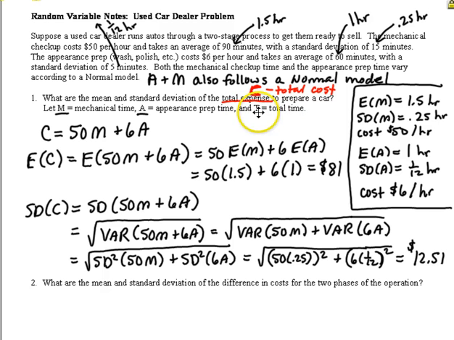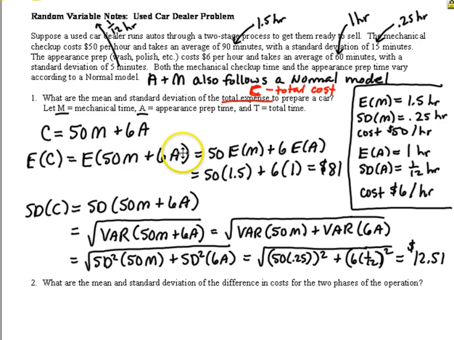Only I don't think I used T in this particular example. So the cost is $50 times the amount of time it takes to do the mechanical prep, since that's $50 per hour. So M is in hours, and 6 times the appearance prep in hours. So the expected value of C, well, let's just go ahead and do this. The expected value of the cost is the expected value of 50M plus 6A.